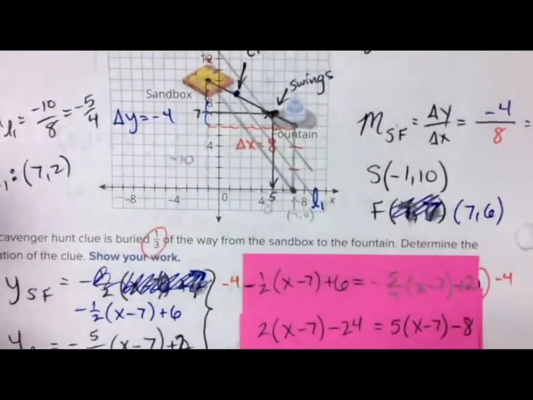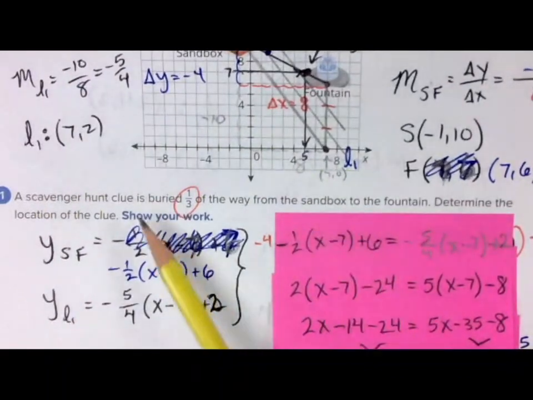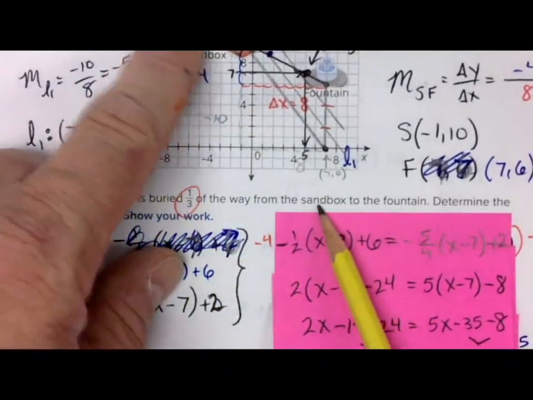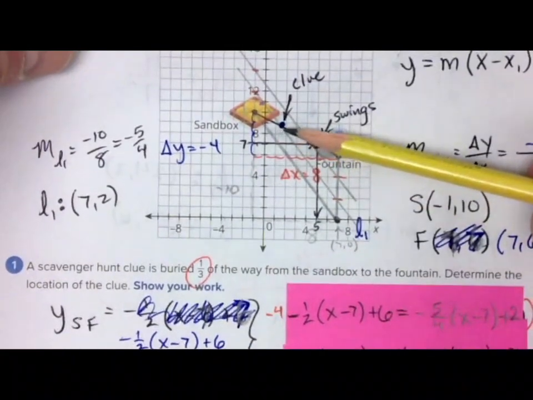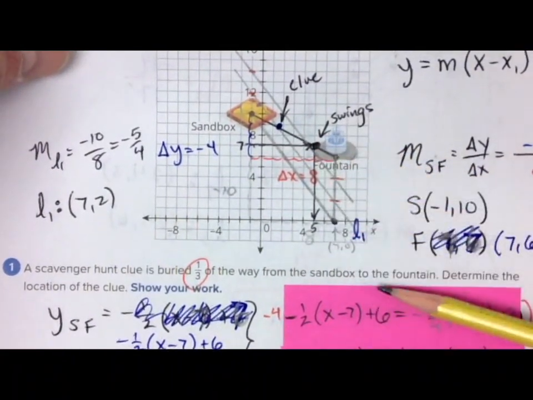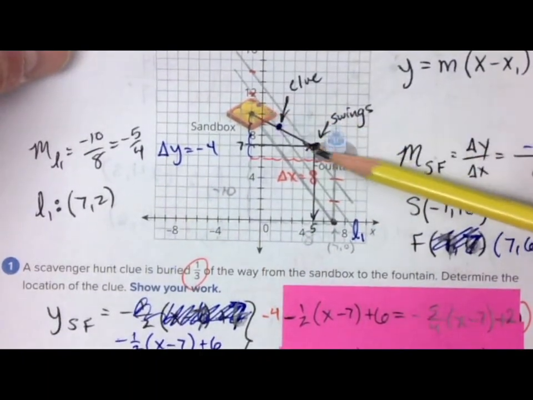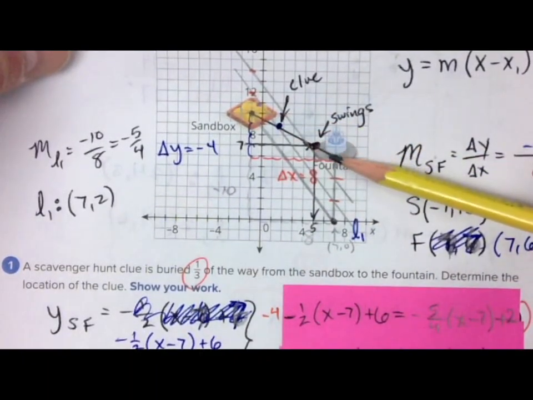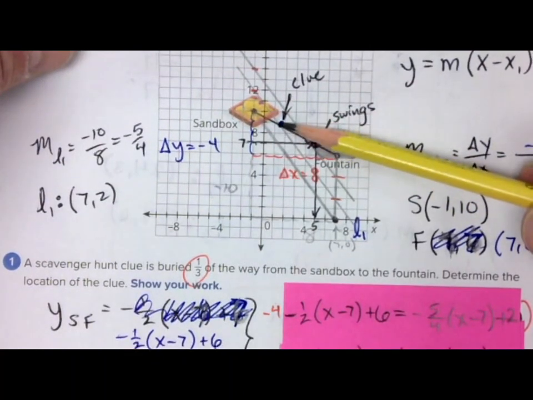In the first question, it says a scavenger hunt clue is buried 1/3 of the way from the sandbox to the fountain. So I've got in my graph a little bit ahead of the game, but I'm going to determine the location of the clue by thinking about how I can divide some line segment into thirds, and then from that line segment, use it to draw a line directly to there.